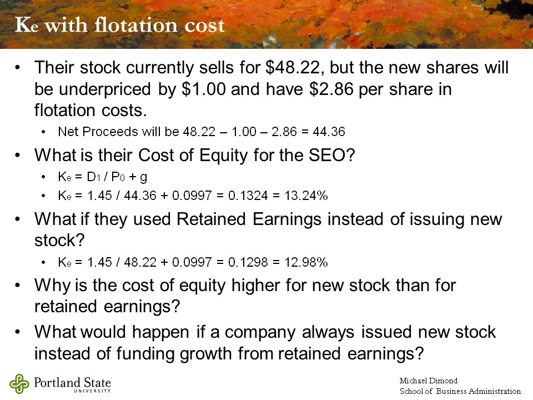Now, what would happen to a company if it always issued new stock instead of funding growth from retained earnings? What would happen gradually is this. Over time, the required rate of return for their equity would get higher and higher and higher. And as the required rate of return gets higher and higher, we're also going to see more and more risk being attached to that company. Investors are going to see this company being riskier and riskier and riskier because they have to keep going back to the capital market to raise money.